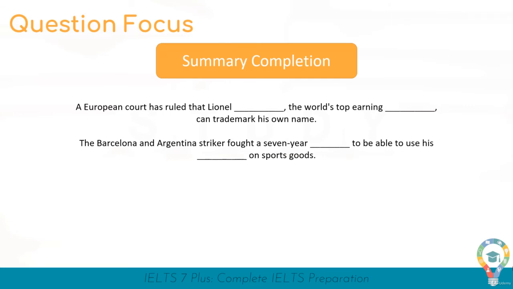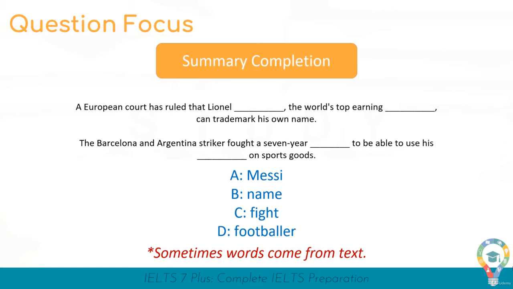A European court has ruled that Lionel, the world's top earning blank, can trademark his own name. The Barcelona and Argentina striker fought a 7-year blank to be able to use his blank on sports goods. Here I've been given the option of 4 answers, which you may sometimes get. Sometimes you will have to get these answers from the text, and you won't be given the options here that I've shown you in blue. Again, if it's from the text, you need to copy very carefully and be careful of your spelling.